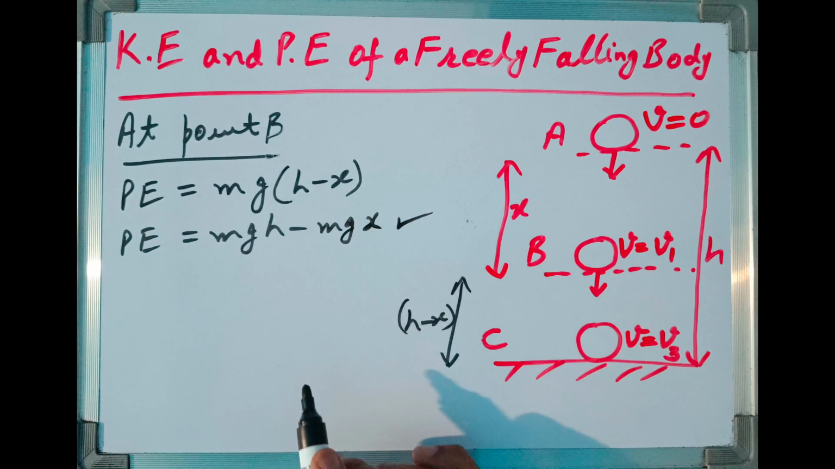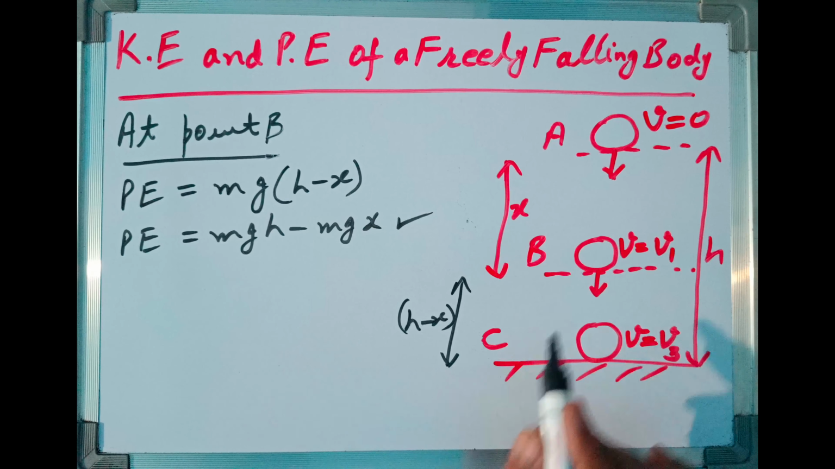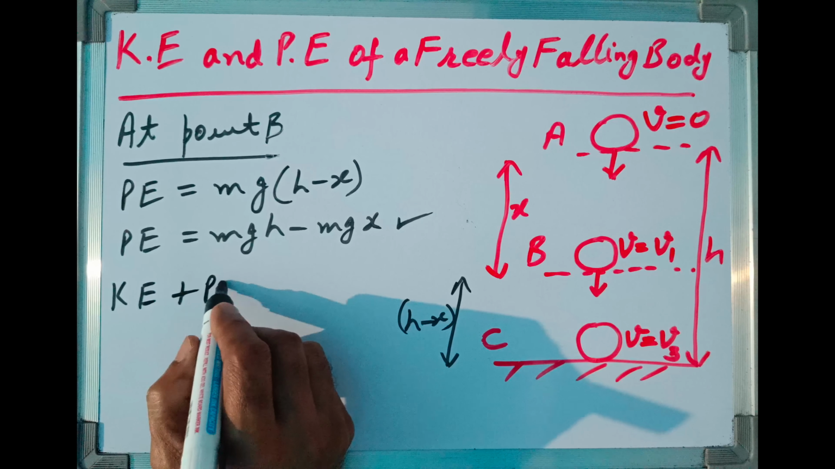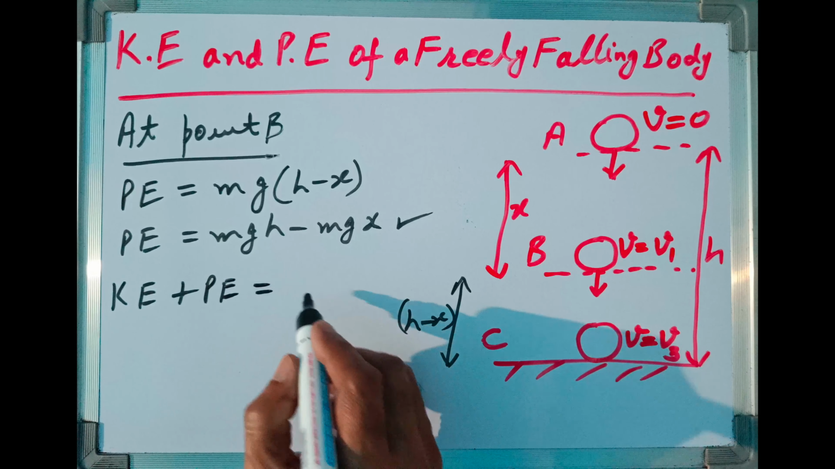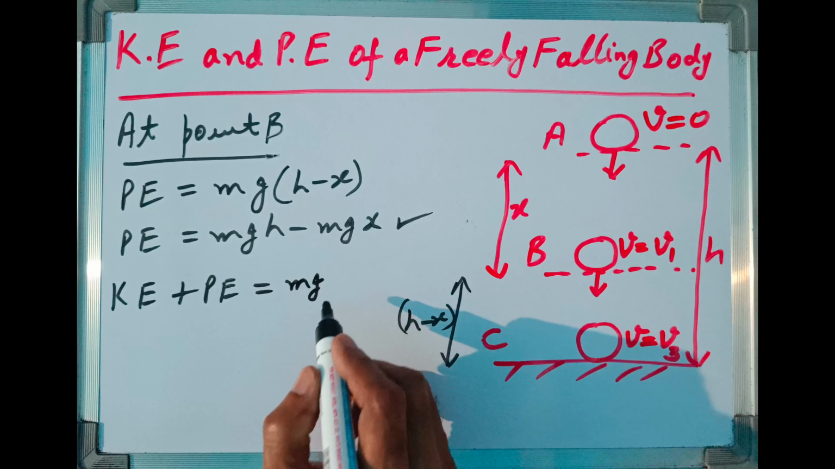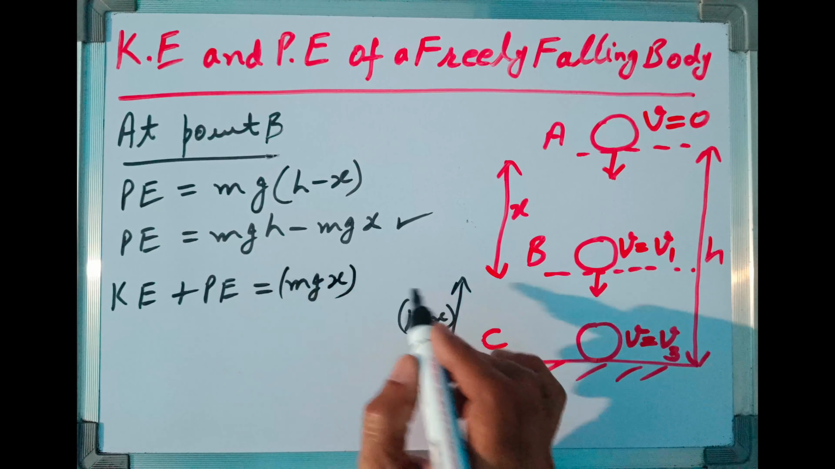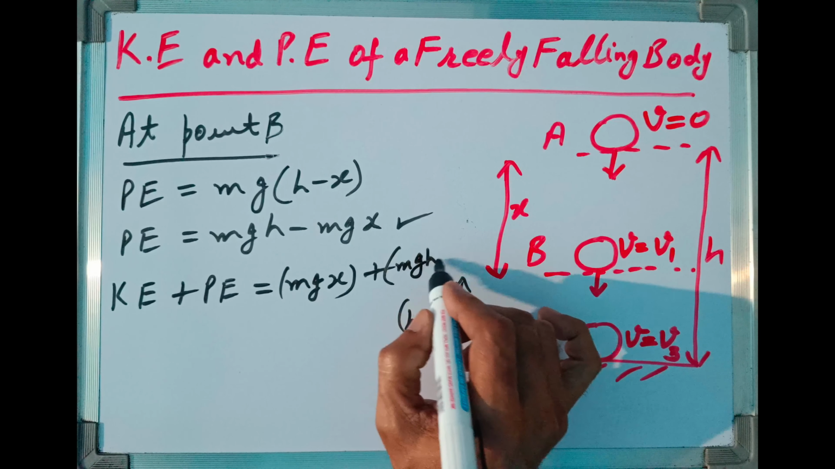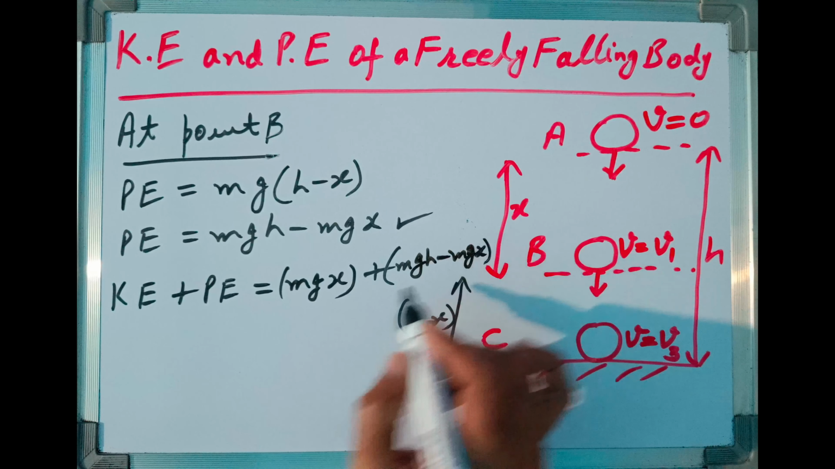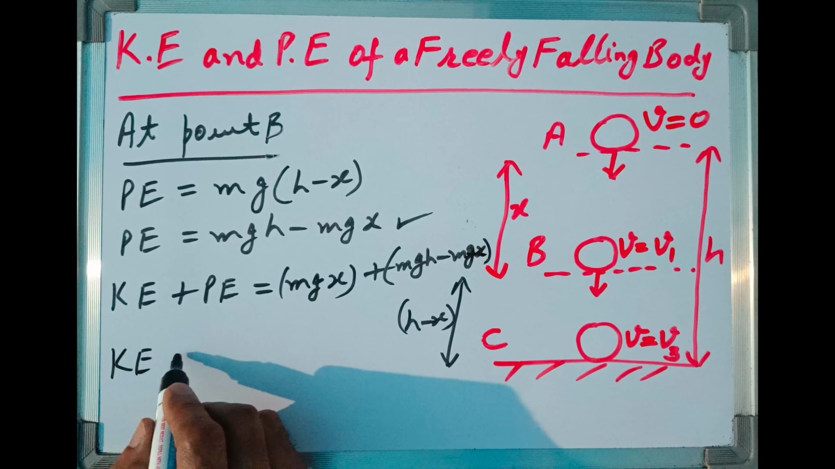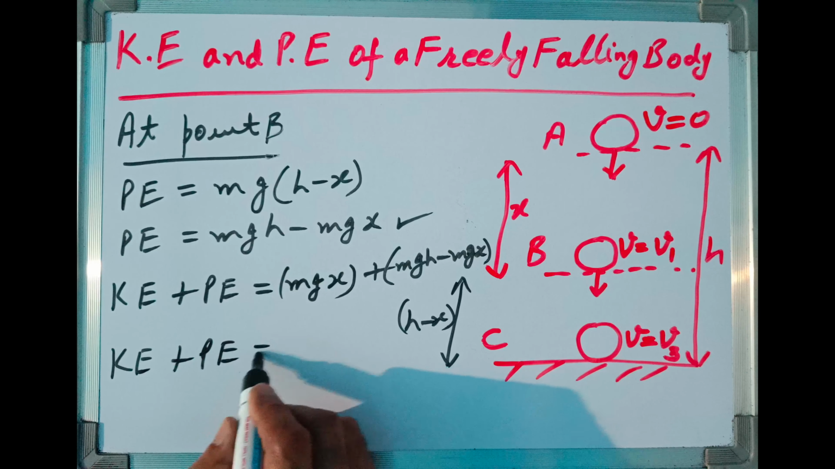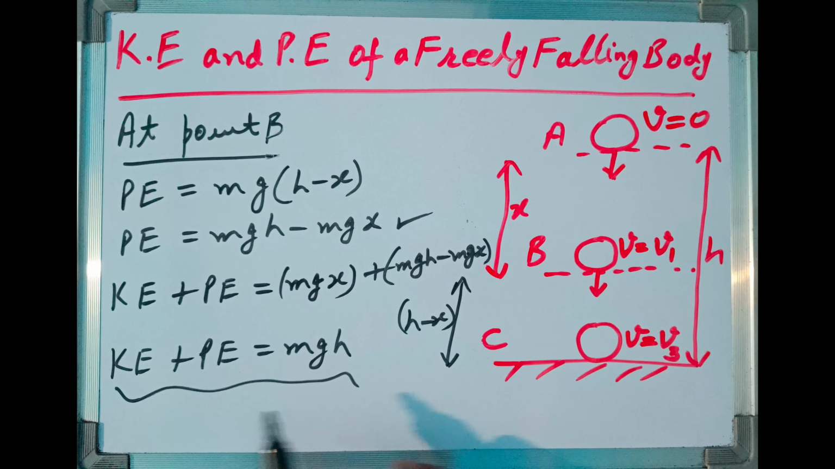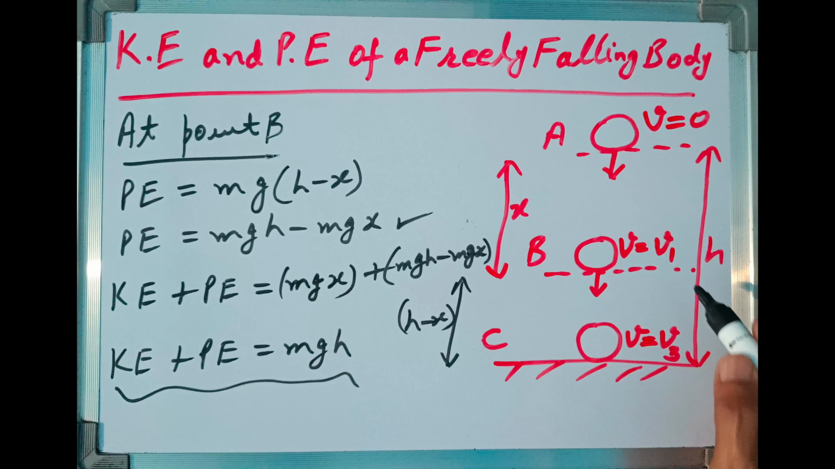So we have calculated kinetic energy as well as potential energy at point B. What will be sum of these two? Kinetic energy plus potential energy at point B will be equal to mgx plus mgh minus mgx. After simplification, we get kinetic energy plus potential energy equal to mgh. So this is the sum total of both types of energies when it is at point B.